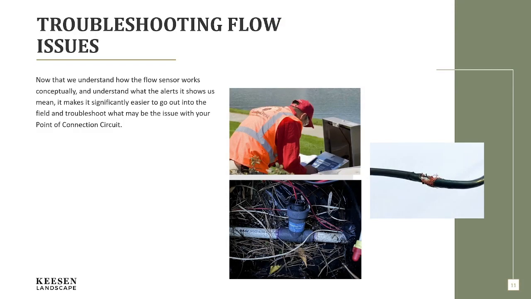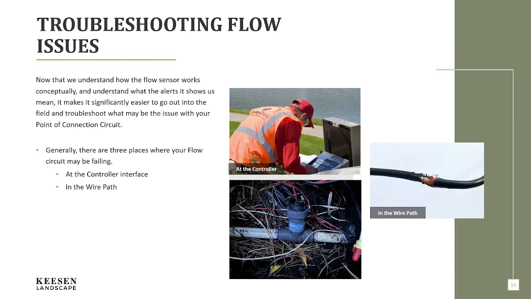Now that we've got the basics down, how the flow sensor works, and what the controller is trying to tell us, troubleshooting in the field gets a lot easier. If something's not working right in the point of connection circuit, it usually comes down to one of three places. First, check the controller interface. Is the sensor actually enabled in the controller settings? Is the flow input configured correctly? Sometimes the issue is just a simple setting that got missed.